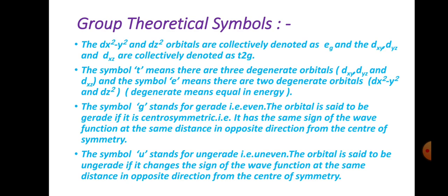in energy. The symbol g stands for gerade, that is even. The orbital is said to be gerade if it is centrosymmetric, that is, it has the same sign of the wave function at the same distance in opposite directions from the center of symmetry, while the symbol u stands for ungerade, that is uneven. The orbital is said to be ungerade if it changes the sign of the wave function at the same distance in opposite direction from the center of symmetry.